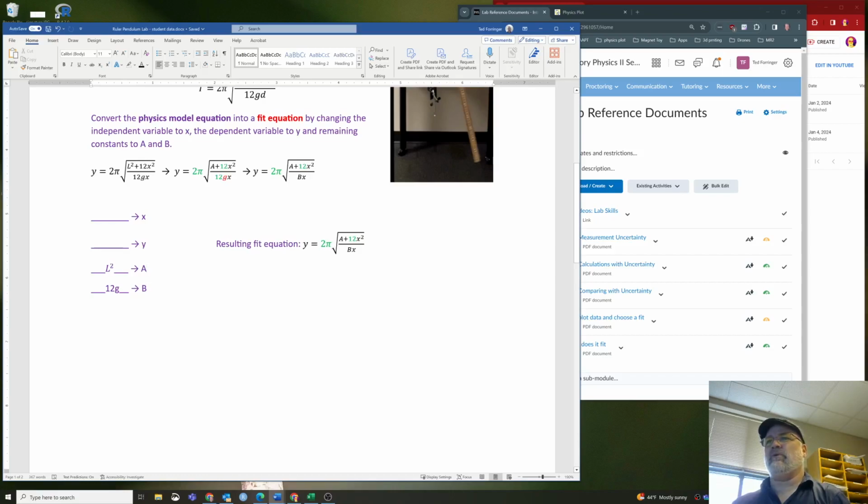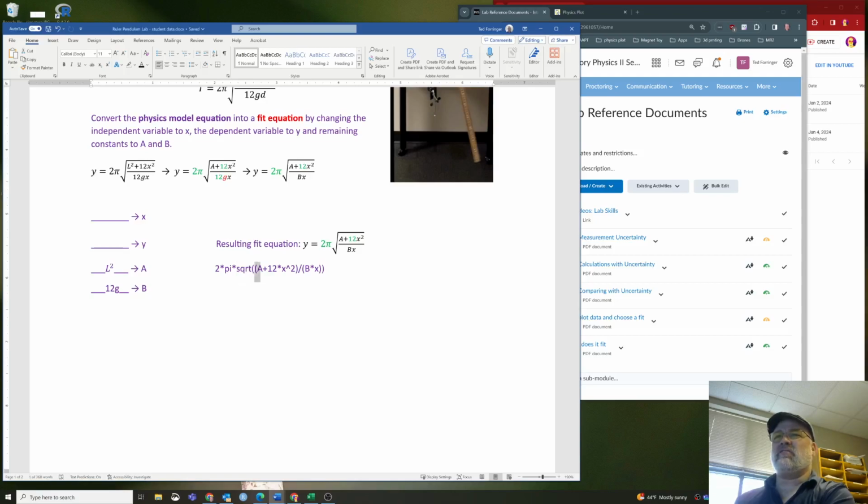Now I'm also going to rewrite this as 2 times pi times the square root of a plus 12 times x squared divided by b times x, close parentheses, close parentheses. So this is how we do square root in a computer.